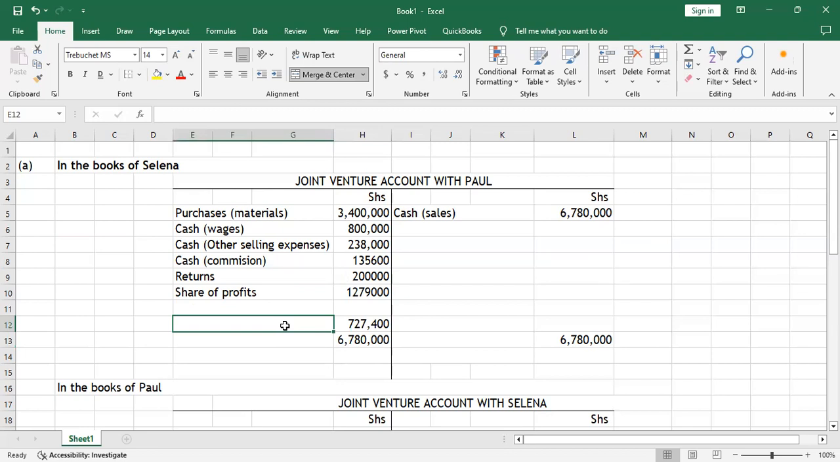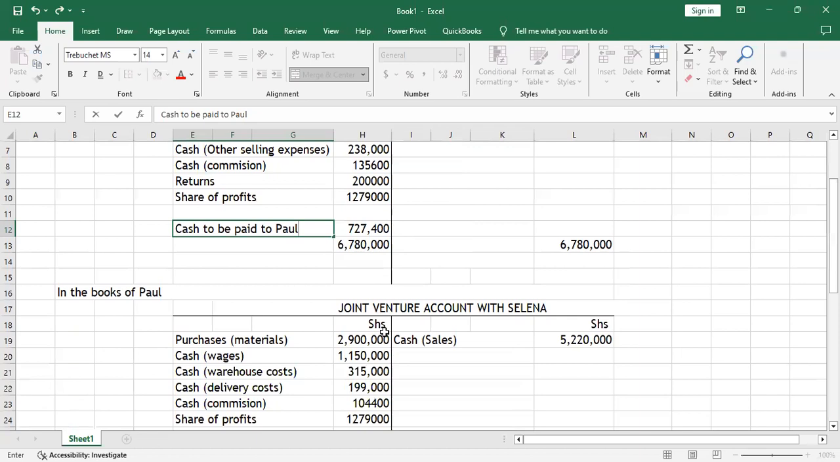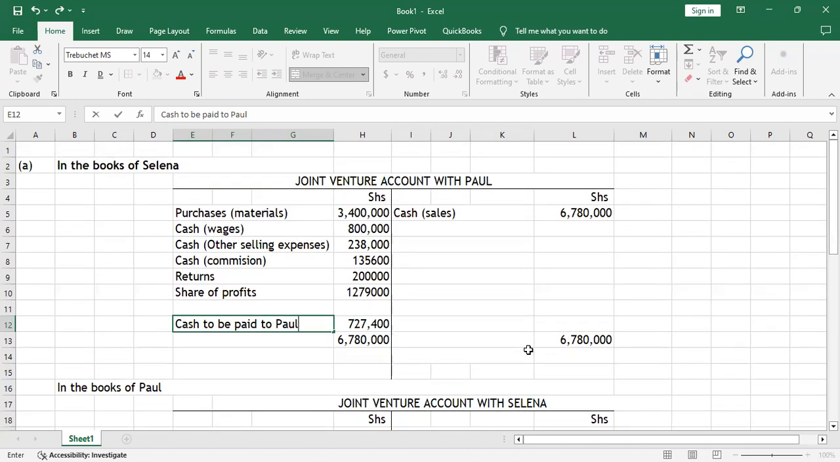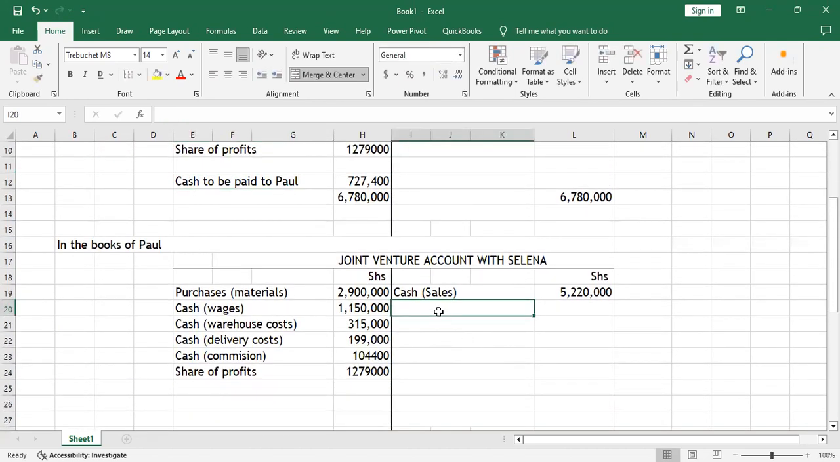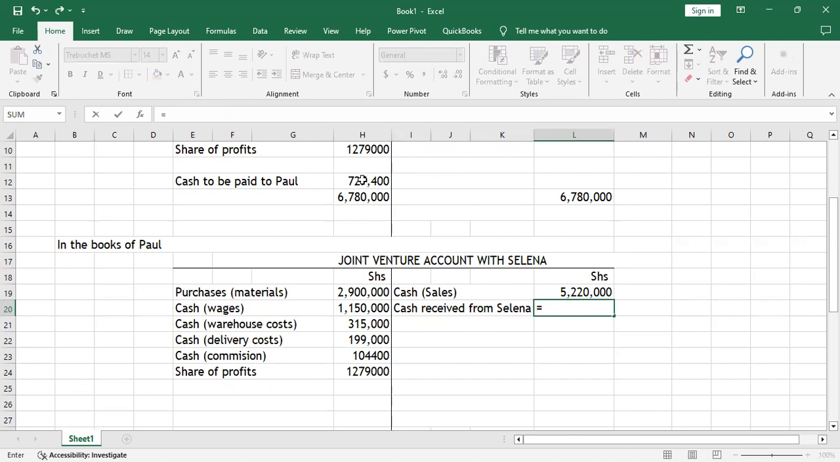And of course, now this represents the cash. This represents cash to be paid to Paul. Because it's not a profit, you already have our profit. So meaning that Selena has some extra cash which she has to send to Paul. Okay, so cash to be paid to Paul. Let us record that. So come here, write cash received from Selena. Cash from Selena. That's how much.